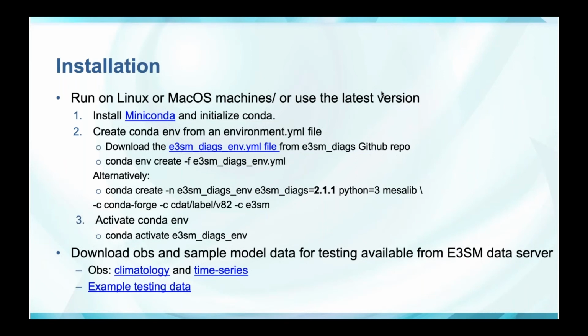Alternatively, one can just create an environment using conda create. The example command line here used version 2.11, which is the latest tag we have for E3SM Diagnostics. The version number needs to be updated with future releases. Once the new environment is created, activate the environment with conda activate. Again, to set up E3SM Diagnostics on the new machine, you need to download the observational datasets and sample data files for testing.